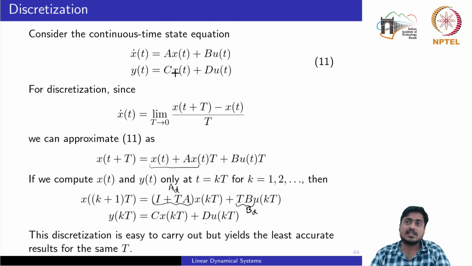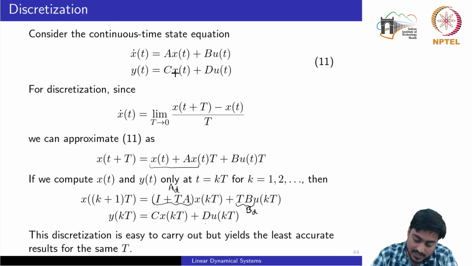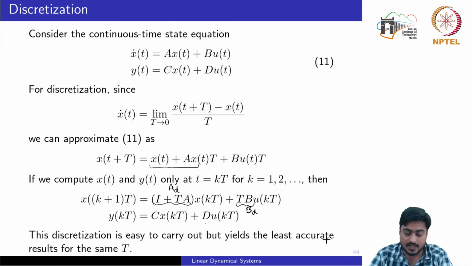But this discretization, since we saw that it is quite easy to carry out, yields the least accurate results for the same T. You can verify this in simulations also by taking different values of T and taking any scalar system. You can take any scalar continuous time system, and by using this approximation try to compute the discrete time values and see whether the values at discrete time instances match with the continuous time values.